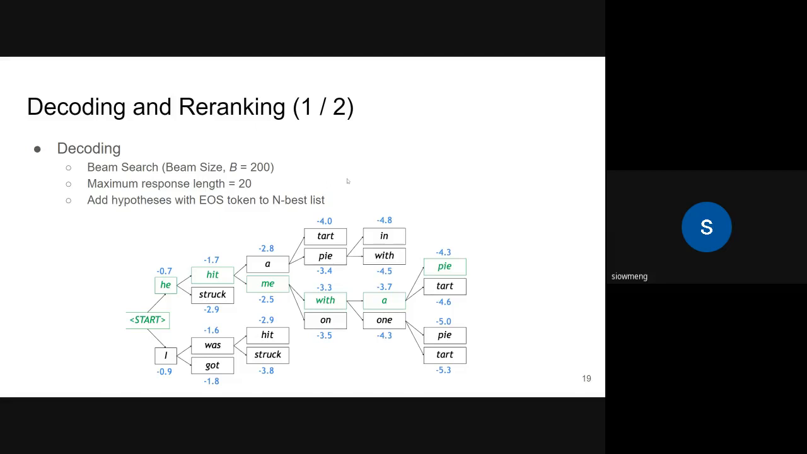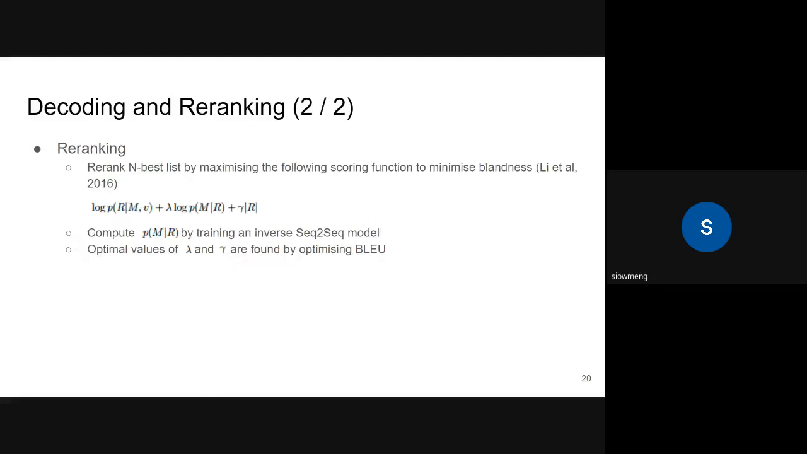You get this decoding, and then the next thing that you'll be doing is the re-ranking of it. Re-ranking, because you actually have N hypotheses, and how do you rank them? Which hypothesis is more probable, so that you output that one. So we rank the MBEST list by maximizing the following scoring function, also proposed by Li et al. in the earlier paper, 2016.